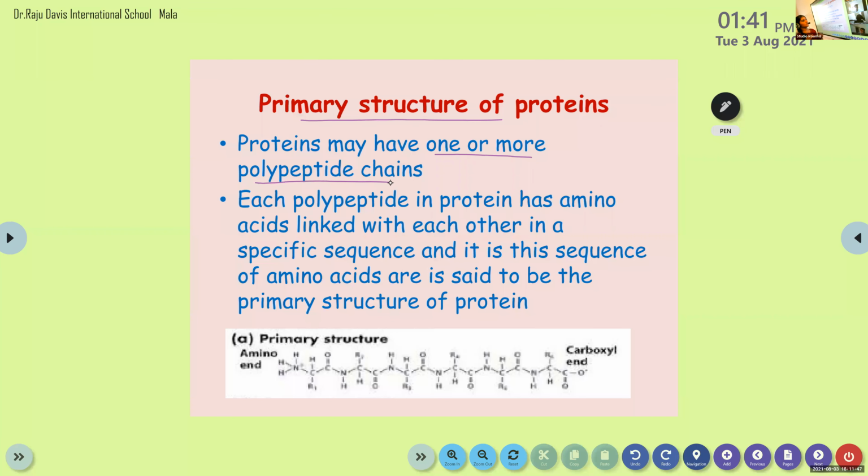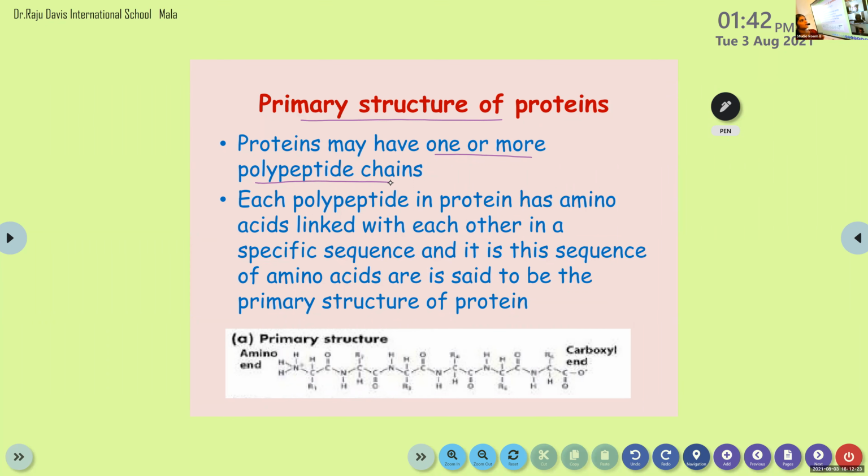Clear? Proteins may have one or more polypeptide chains, and each polypeptide in protein has amino acids. You know that the monomer of protein is considered as amino acid. So the amino acids are joined together to form this polypeptide, and they follow a specific sequence of amino acids, and it is said to be the primary structure of protein. At one end there will be an amino group, and at the other end there will be a carboxylic acid group.